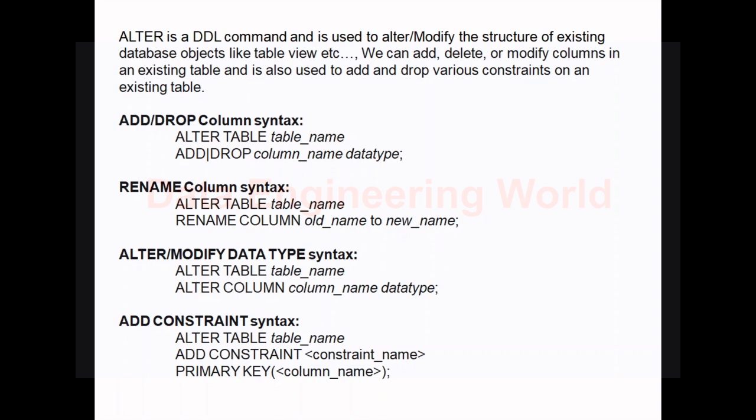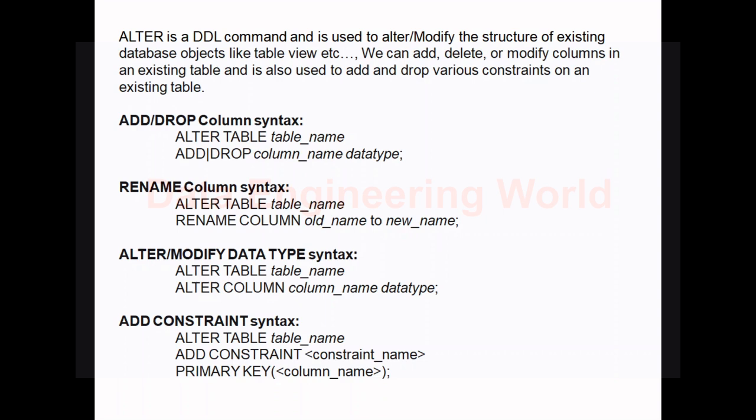We can add, delete, or modify the columns in an existing table. This alter command is also used to add and drop various constraints on the existing tables. So let's look at the syntax of all the alter commands, and then we will see the examples of each and every syntax mentioned here.